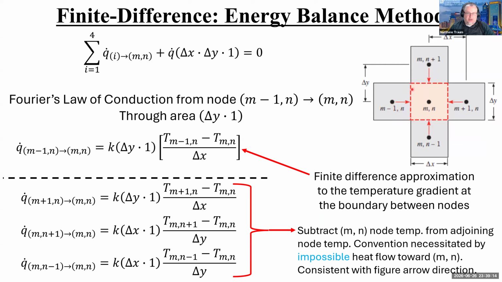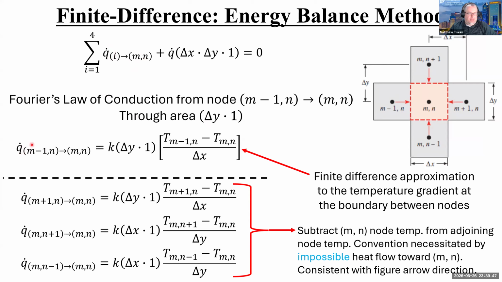This distance is delta y, and then the distance into the page doesn't matter, so we'll just call it 1, a unit distance into the page. And that gives us an area. We can only see the top of the rectangular area that's created, but there is actually an area facilitating heat flux from node m minus 1, n to m, n. So that's this area.